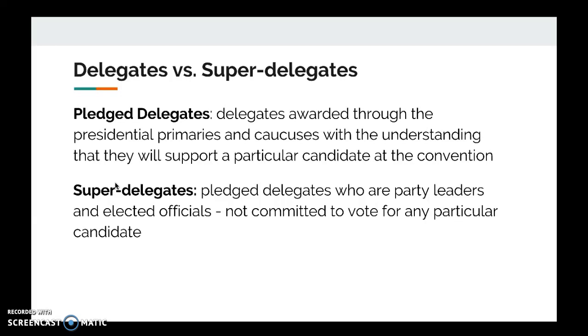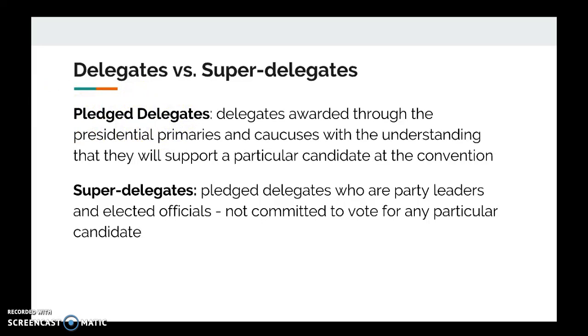National conventions nominate candidates for president, as I said. And the National Committee selects the time and the place of the National Convention and issues a call for the convention that sets the number of delegates each state has. So the delegates then select the party's nomination at the convention. So there are two types of delegates. So there are pledged delegates.